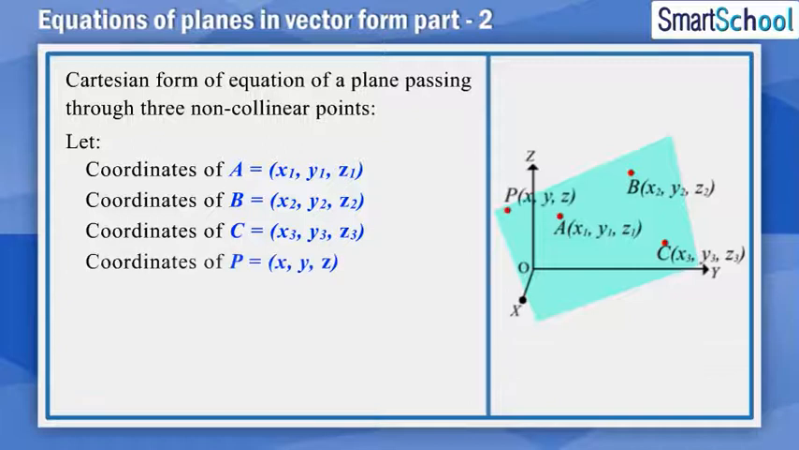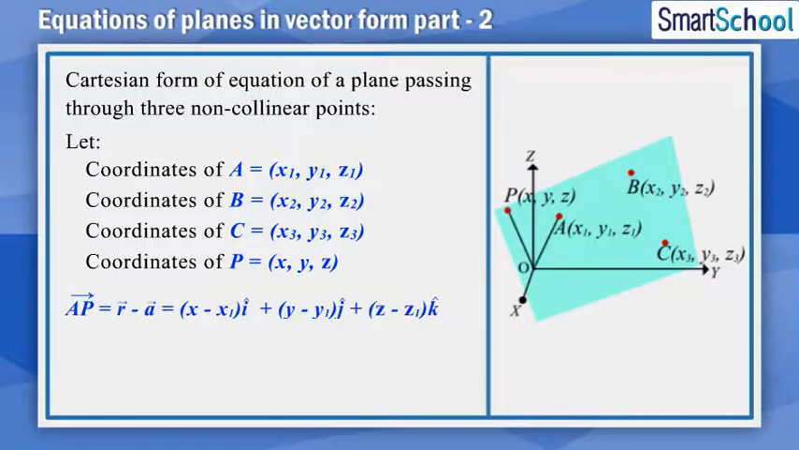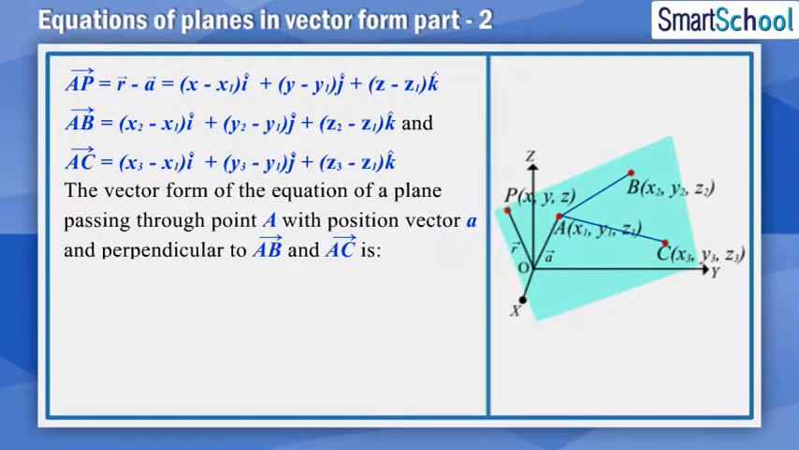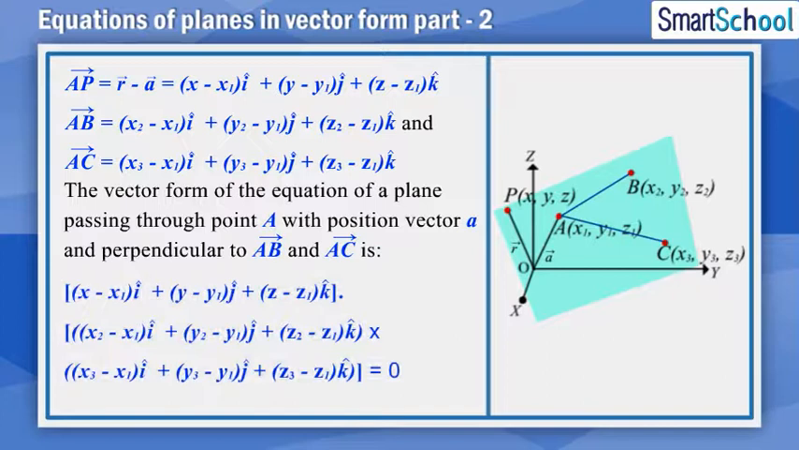Consider another point P on the given plane having the coordinates x, y and z. If the position vectors of point A and P are vector A and vector r respectively, then we can write vector AP as shown. Similarly, we can write vector AB and vector AC as shown. Substituting the previous values in the vector equation of the plane passing through non-collinear points A, B and C, we get equation 7 as shown.